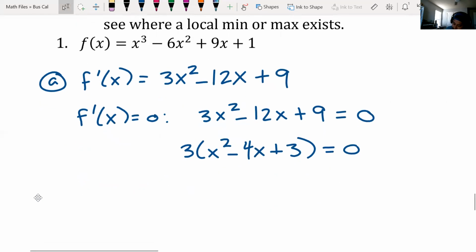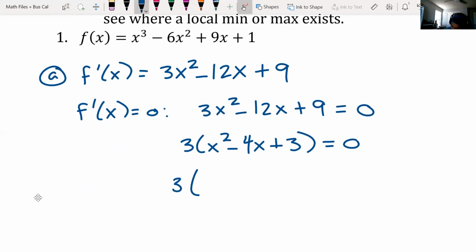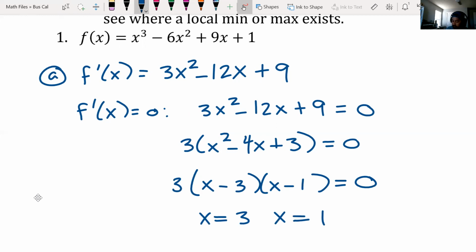And what does that factor to? What are the only factors of 3 that can make 4? It's x minus 3, x minus 1. There you go. Which means, what are my critical numbers? 3 and 1. x equals 3, x equals 1. Do we ever care about this 3? No. There's no variable attached to it, so we don't care. So these are the only critical numbers.